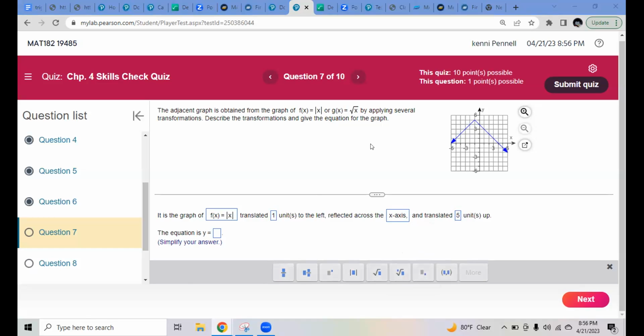Wait, how'd you get the 1 and 5? Is that just because... So look where the V is at the top there. That's 1 left and 5 up. Oh, okay, yeah, that makes sense.